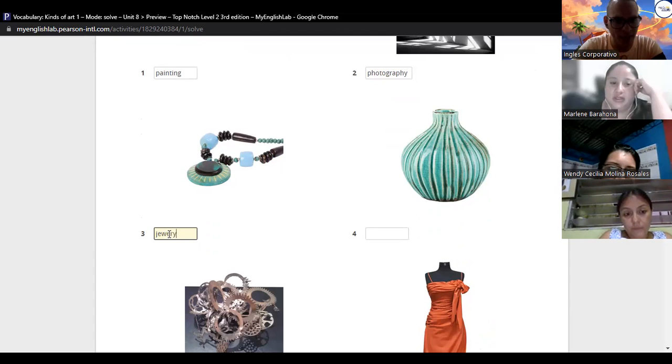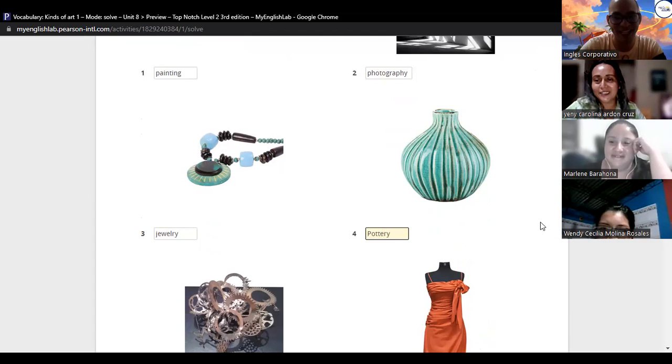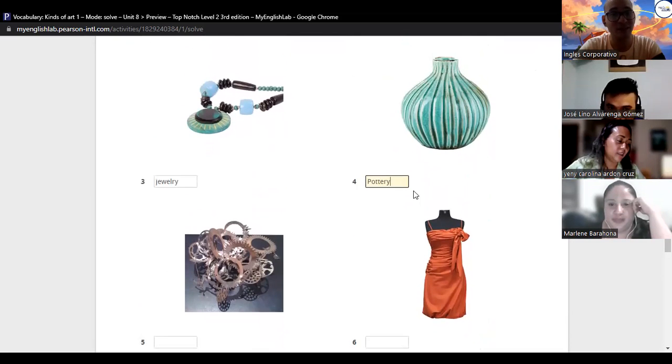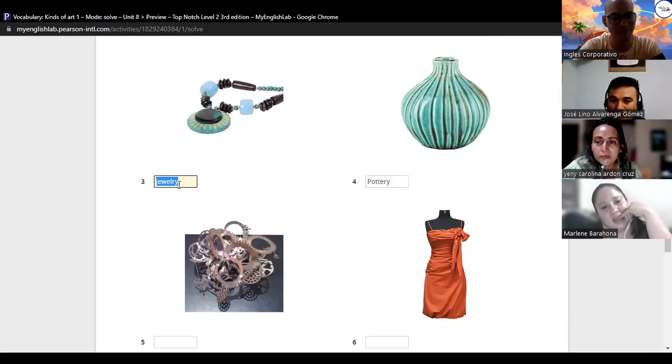Jewelry. Now let me ask you, what is the next kind of art? Pottery. That will be pottery. Tell me, what is the different jewelry in knuckles? Necklace. This is joyería. We are talking about different kinds of arts. Estamos hablando de diferentes clases de arte. So that will be. Okay.